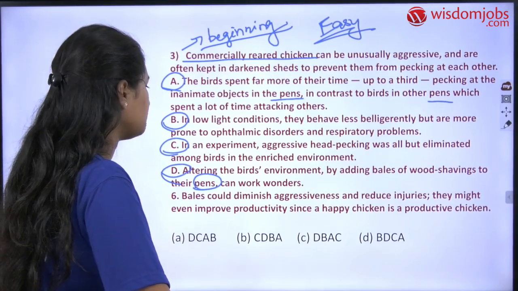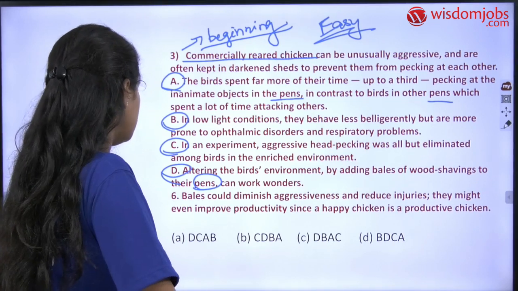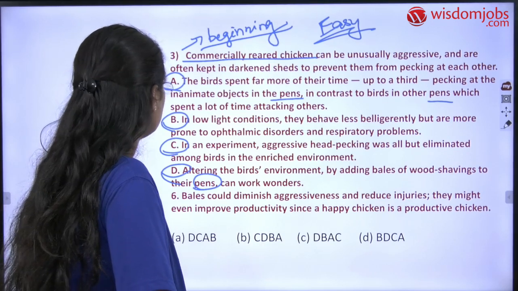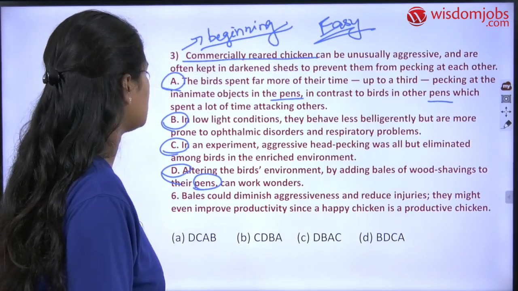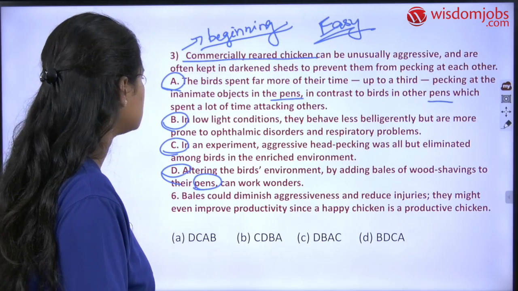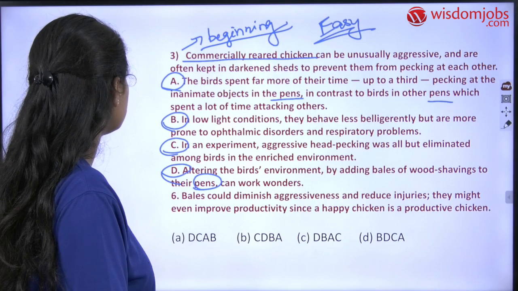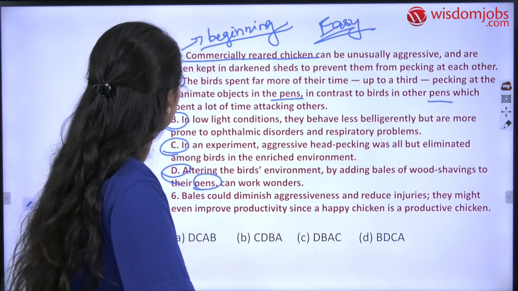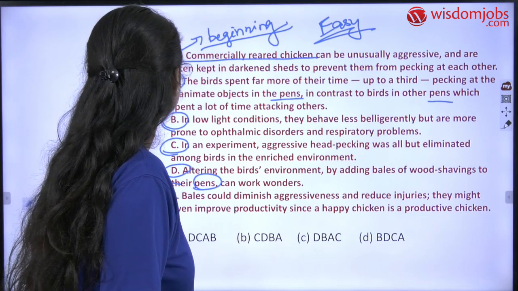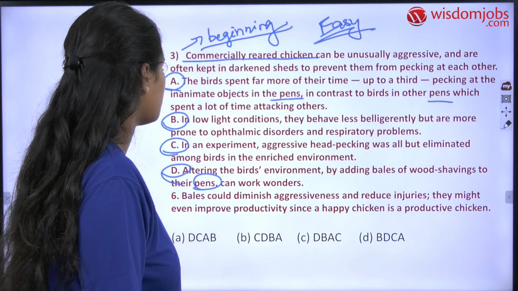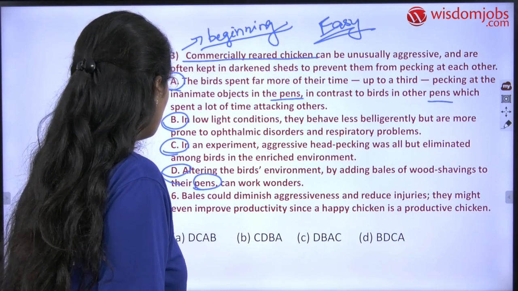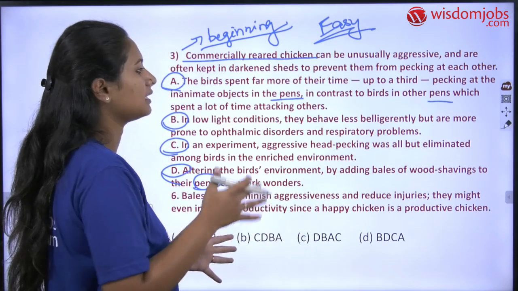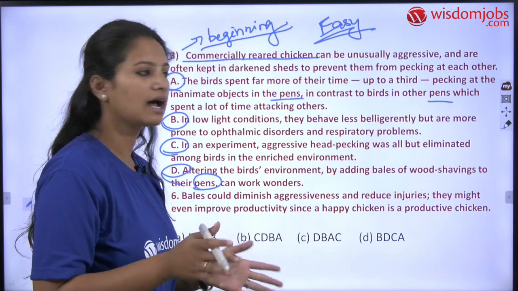Altering the bird's environment by adding bales of wood shavings to their pens can work wonders. The birds spent far more of their time, up to a third, pecking at the inanimate objects in the pens, in contrast to birds in other pens which spent a lot of time attacking others. So, commercially reared chicken can be unusually aggressive and are often kept in darkened sheds to prevent them from pecking at each other. Here a statement has been given in the beginning sentence telling how commercially reared chicken behave and where they are kept.